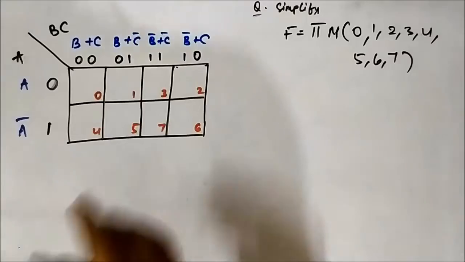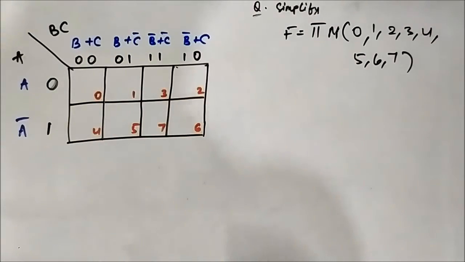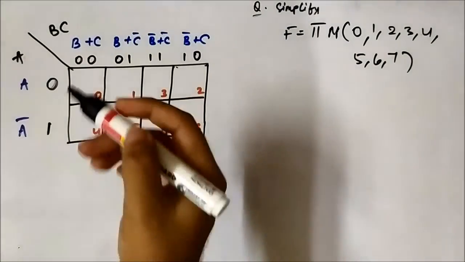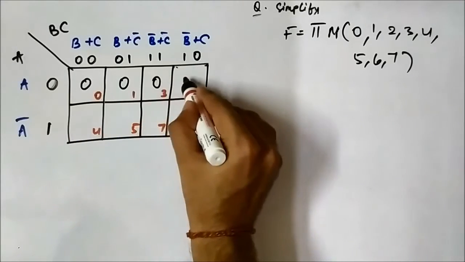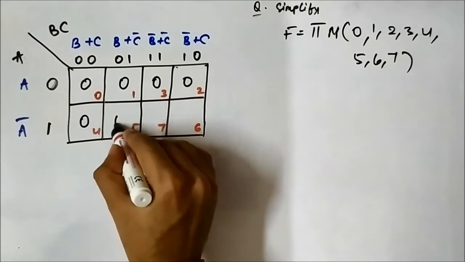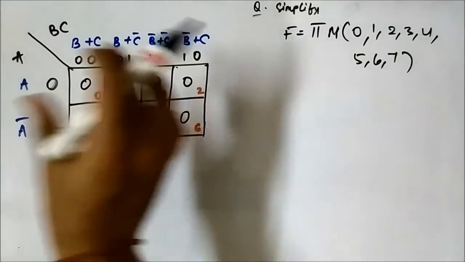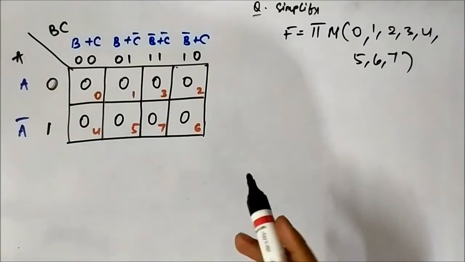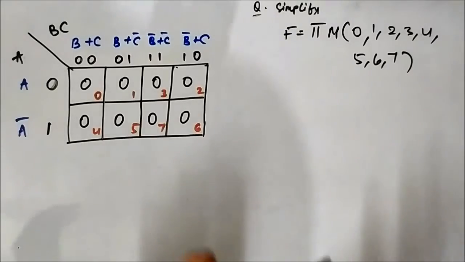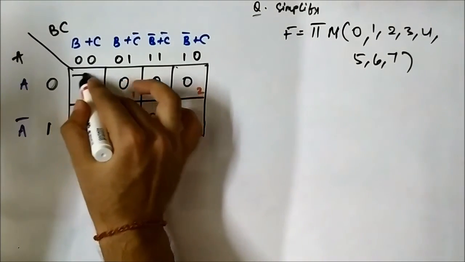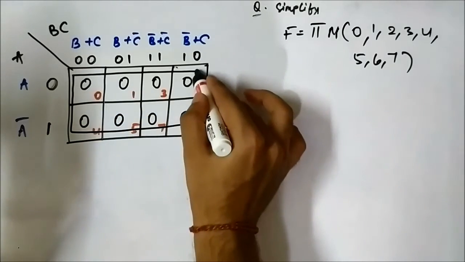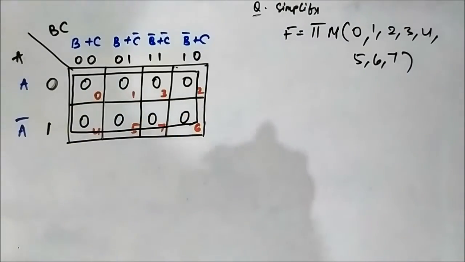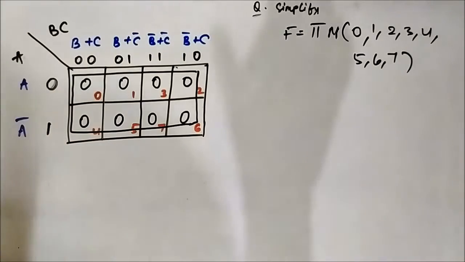It means all the cells of the 3 variable POS K-map are involved, they are marked. So we'll mark all of them as 0. As all the cells are marked, they will be involved in one big group, which we can form as an octet. Now we have to identify the common variables.